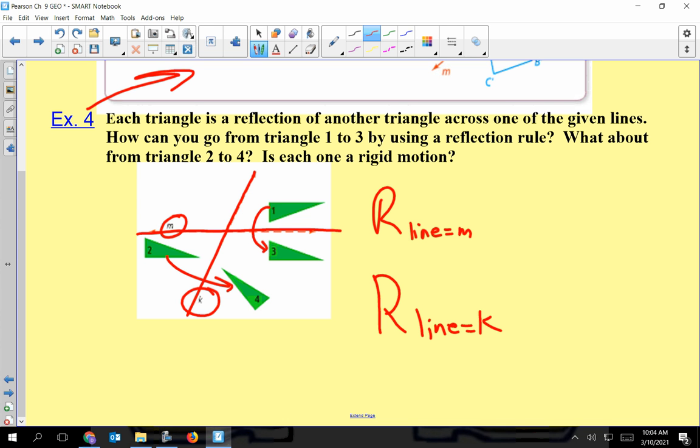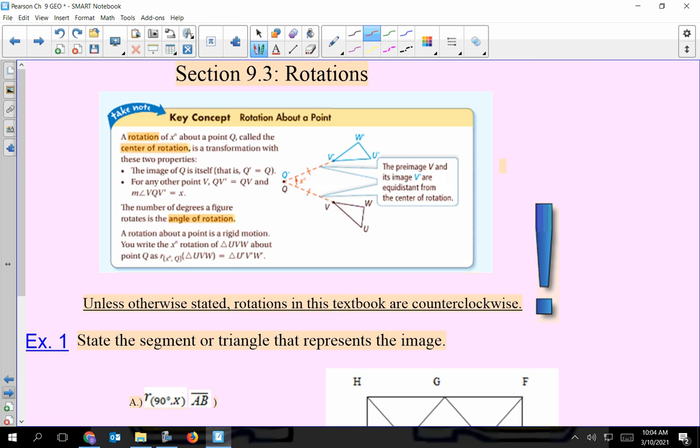Or you could just say line M and line K. It's not a big deal. Are they all rigid motions? It appears that they keep the same shape and angles. So I think that takes us to the end. Graph paper is really helpful. Draw your lines, and make sure you got the reflections.